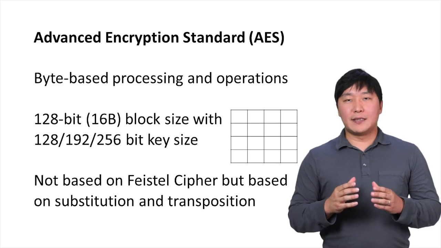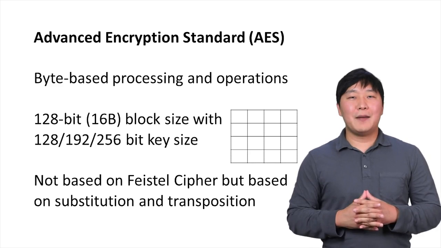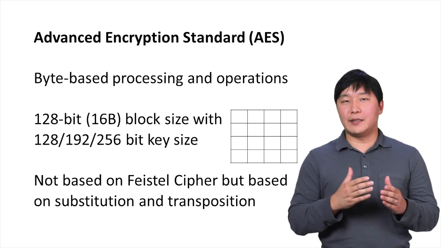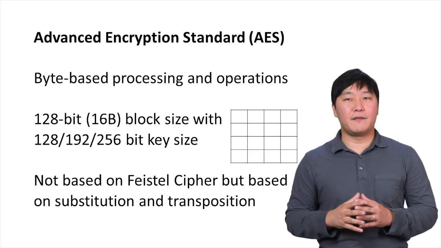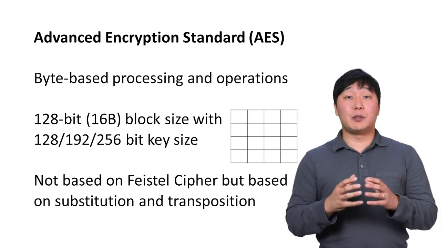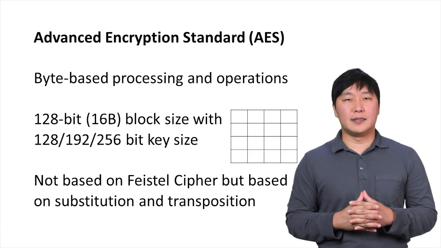Because AES processes data on 4x4 matrix blocks, it is not based on the Feistel cipher structure, which operates on data by splitting them into left half and right half. Rather, AES is based on the substitution permutation network structure, which alternates substitution and permutation.